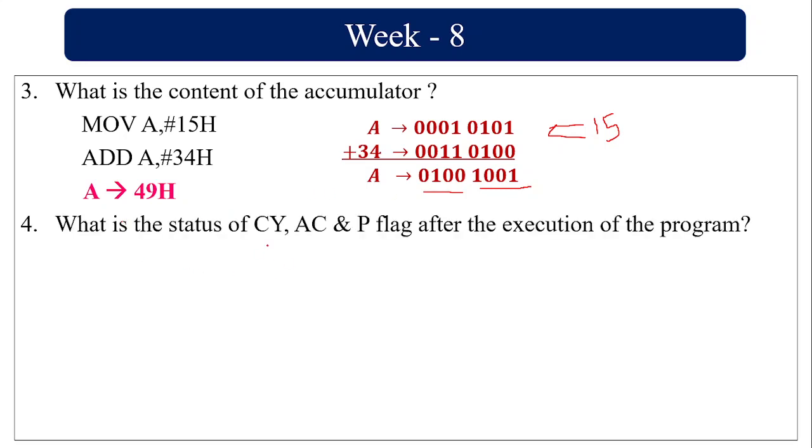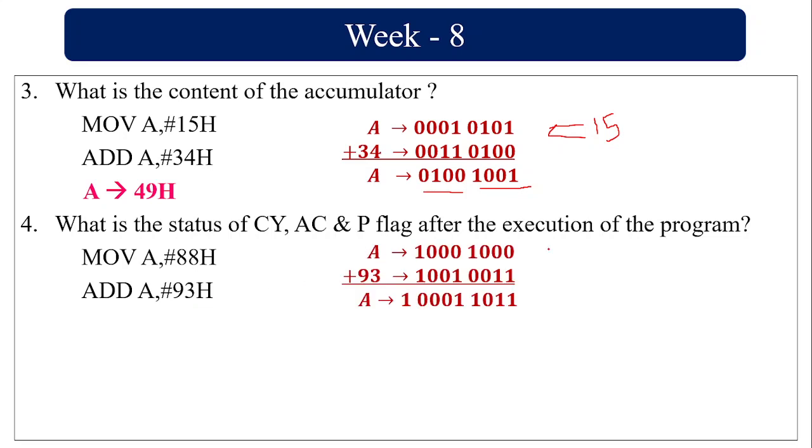What is the status of your carry flag, auxiliary carry flag, and parity flag after the execution of the program? So move A, 88, add 93 with your 88. So accumulator content is 88. So the value 88 is given here, 1000 1000, and 93 is 1001 0011.